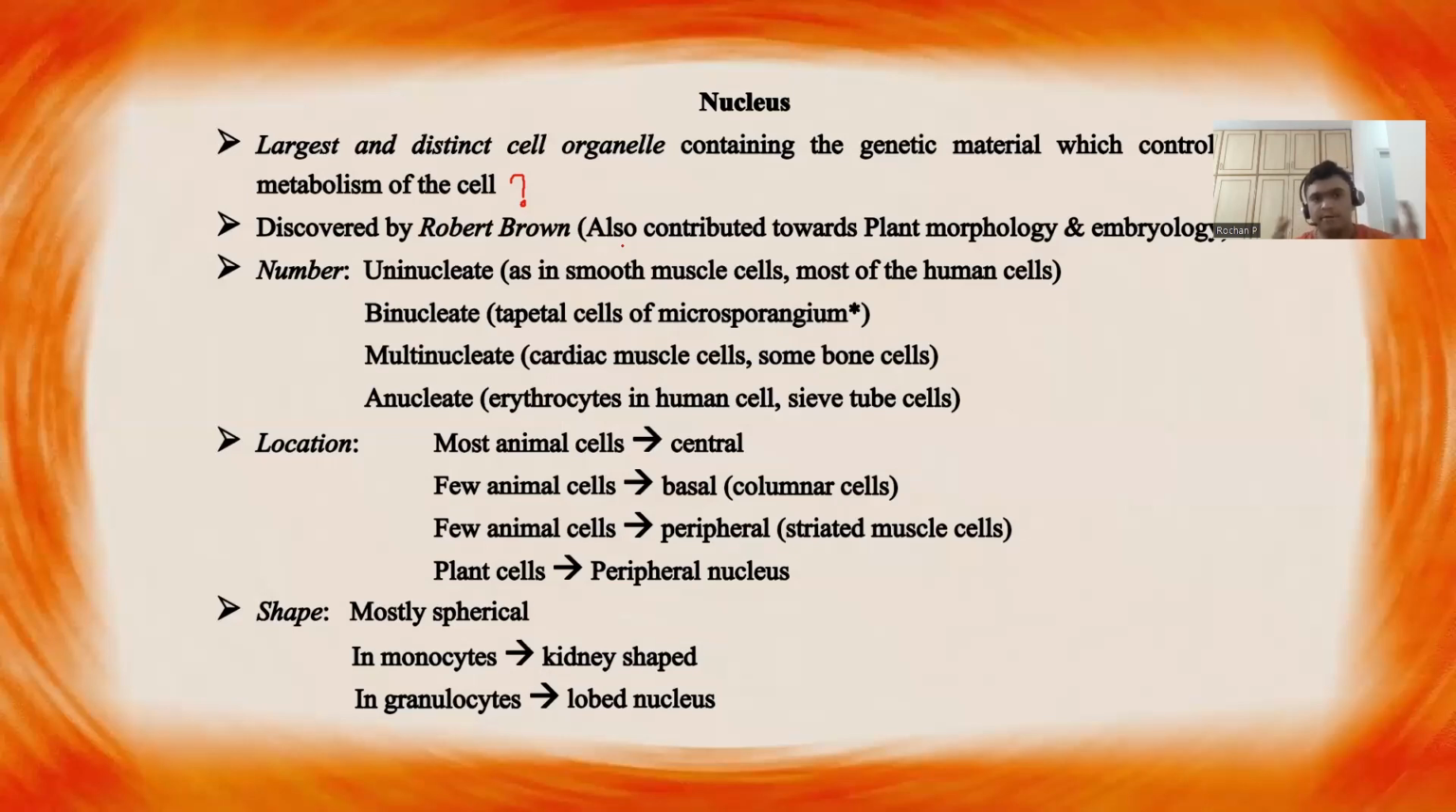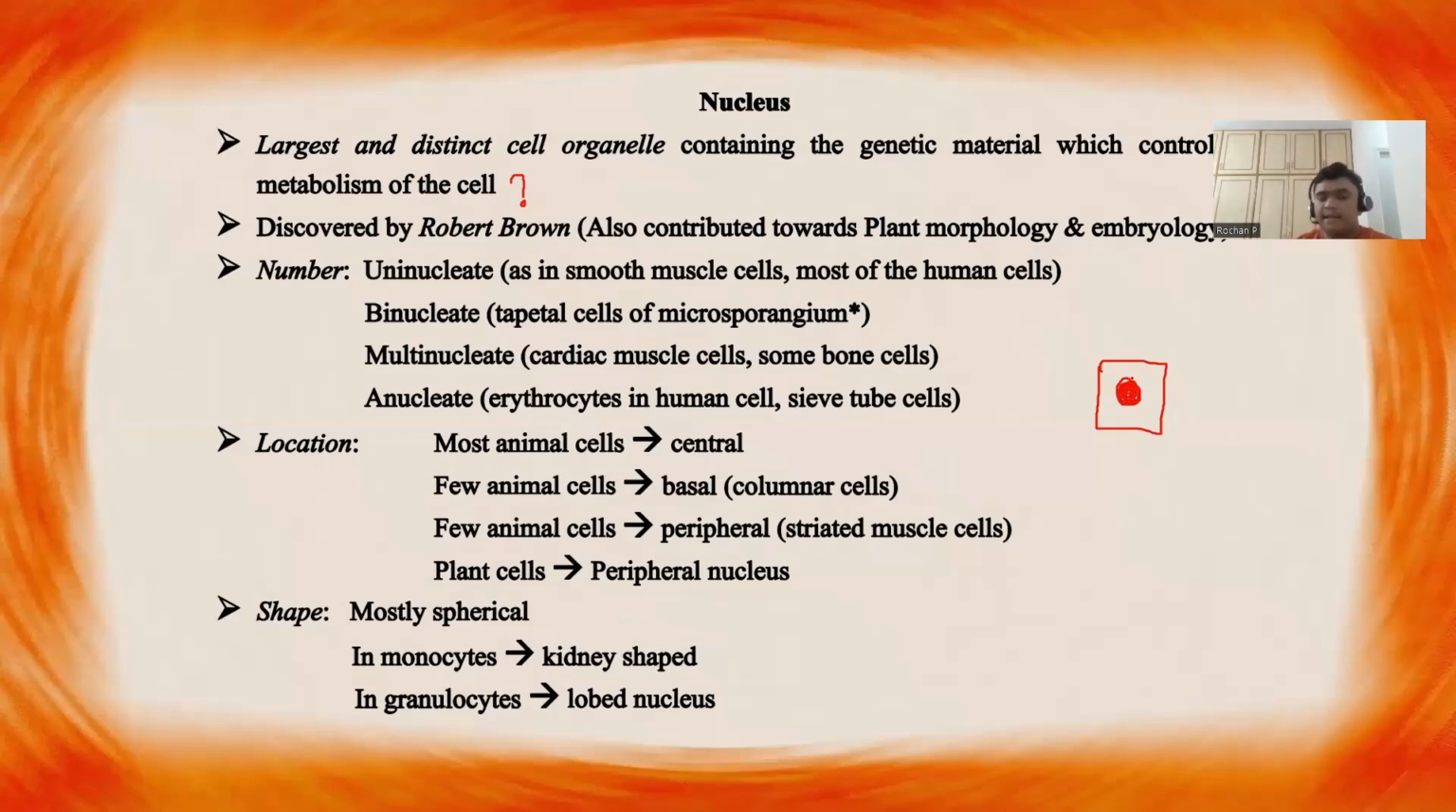Okay, this was the overview about number of nucleus. Now we will just look at location of nucleus. Mostly in animal cells, we are going to find the nucleus in central part. What I mean by location of nucleus is in the cell, where is the nucleus present? If I consider this as a cell, in most of the animals, it is going to be present in the center like this, small spherical like structure.